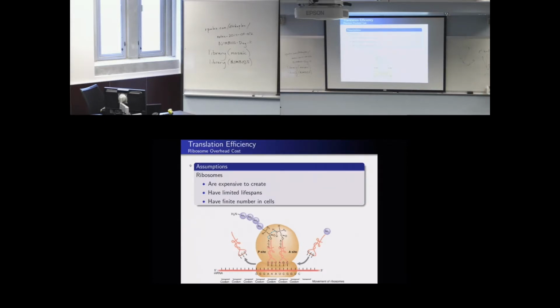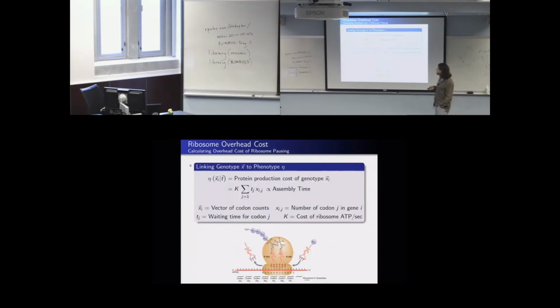So where do these costs come from? Well, the ribosomes are expensive to create. They're big, made of proteins and a lot of RNA. They have a limited lifespan, and there are finite numbers in the cell. All of these are easily defensible assumptions. So what we do is this pausing time model. We think the ribosome has a cost of assembly and a limited lifespan, and so the cost of protein assembly is going to be related to how long it spends pausing.